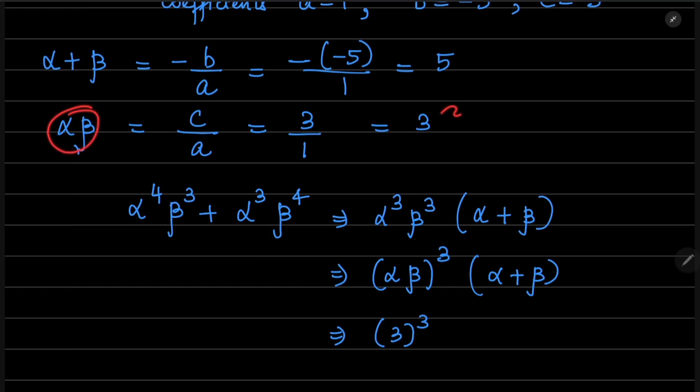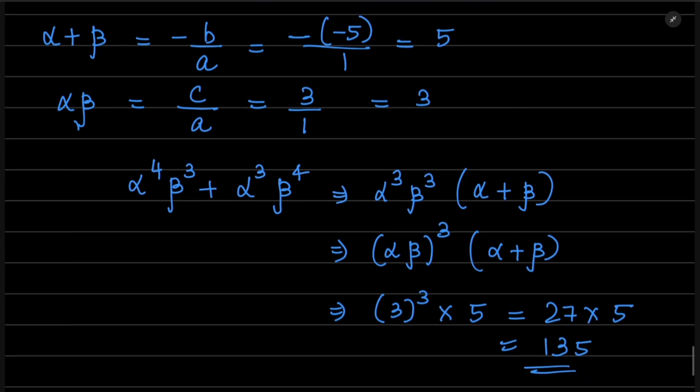Okay, so alpha beta is 3 and alpha plus beta is 5. So 3 cube into 5. 3 3s are 9, 3 9s are 27, multiplied by 5. So 5 7s are 35, 5 2s are 10, 135 is the correct answer. Right? 27 into 5 is 135. I hope you are able to understand now that we are doing the same kind of problems.